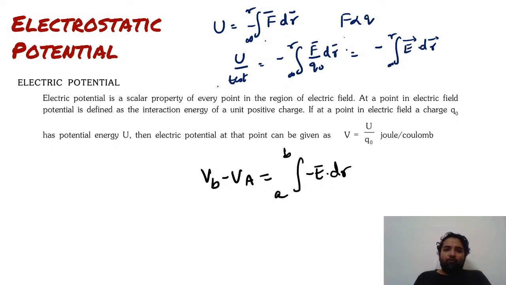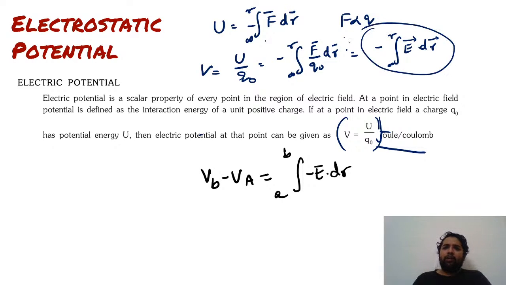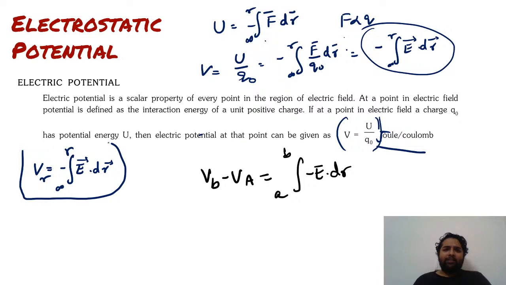So V is the potential energy per unit charge. V is U by Q naught. And by logic, you can say the potential unit will be joules per coulomb. So V is defined as U by Q naught, which is also equal to integration of minus E dot dr. The actual definition is integration of minus E dot dr from infinity to the particular point. V at a particular point is defined by this.